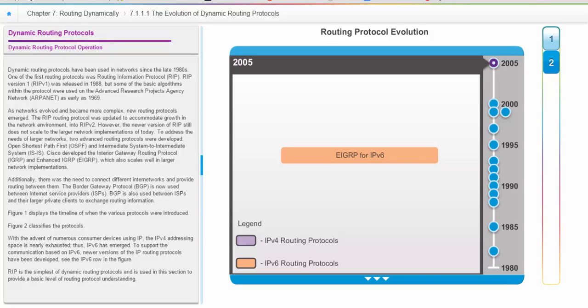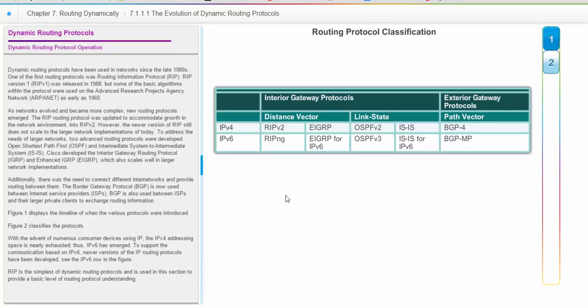RIP is the simplest of the dynamic routing protocols, and it's used in this section that we're going to go over to provide a basic level of understanding of what a routing protocol does and what it is. Just a quick overview of the routing protocol classifications. With IPv4, we have two distance vector routing protocols, and those are RIP v2 and EIGRP. Our link state routing protocols are OSPF version 2 and then IS-IS, and then we have exterior gateway protocols, BGP4.